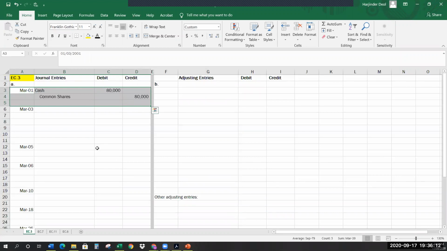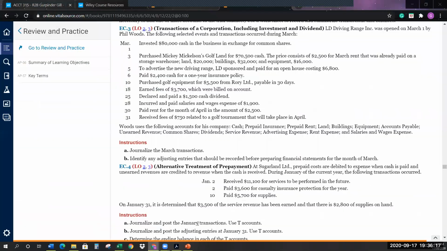So debit cash, credit common shares. Easy peasy, lemon squeezy. March the 3rd, we purchased the golf land for $70,500 of cash. The price consists of $2,500 for March rent that was already paid on the storage warehouse, land that is worth $20,000, building that's worth $32,000, and equipment that's worth $16,000.